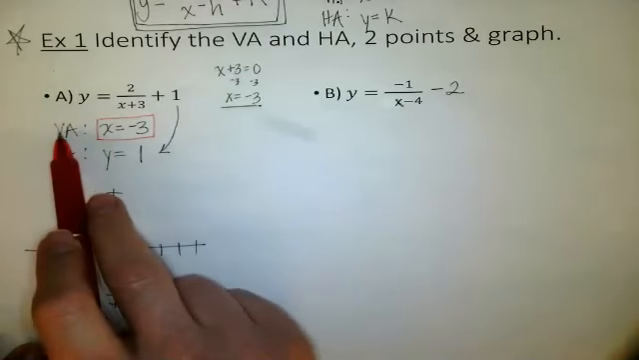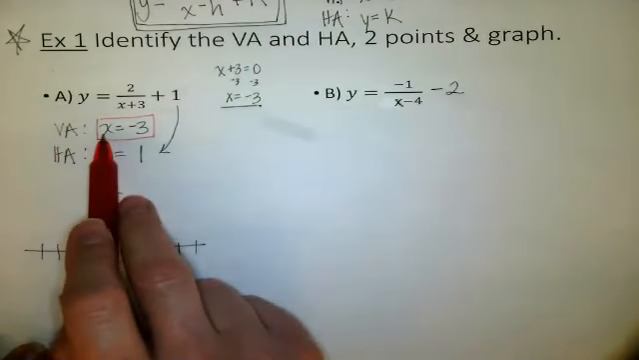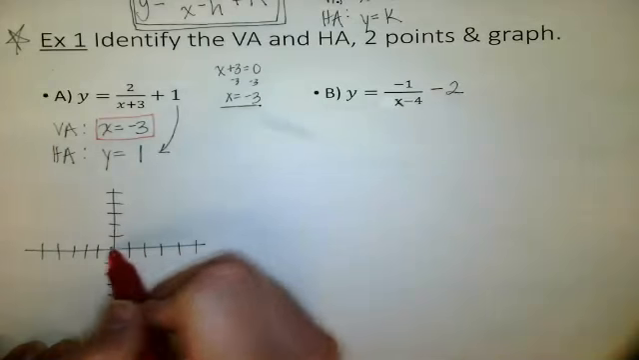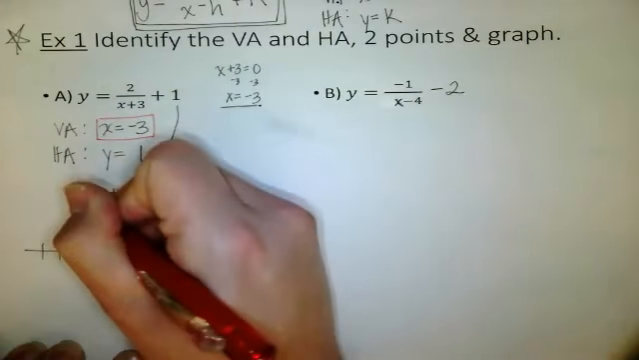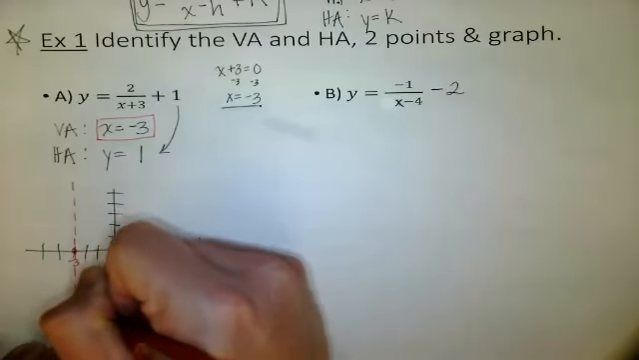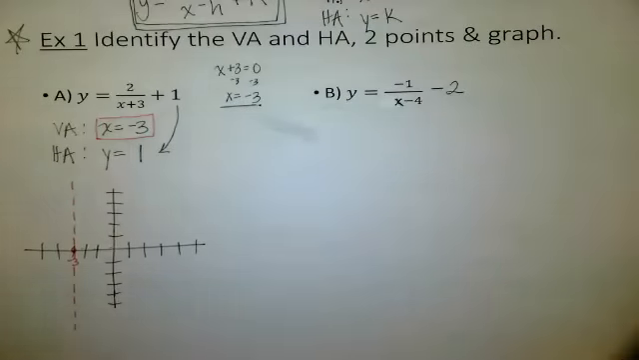This is a vertical line. We're going to go to the x-axis. We're going to go to -3 right here at -3. And we draw our vertical line. I make it a dotted line because it's not really there. It's undefined. It's something that we're not allowed to touch.